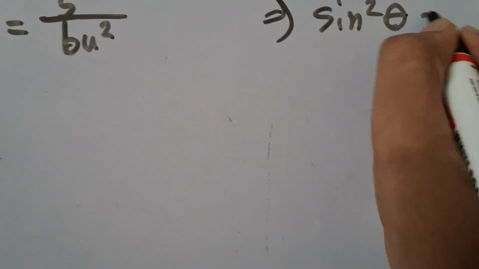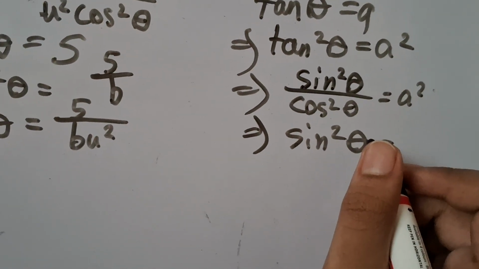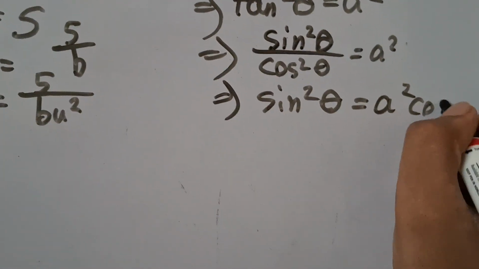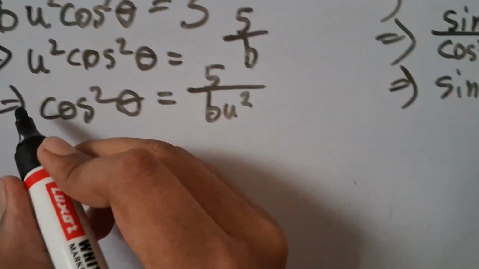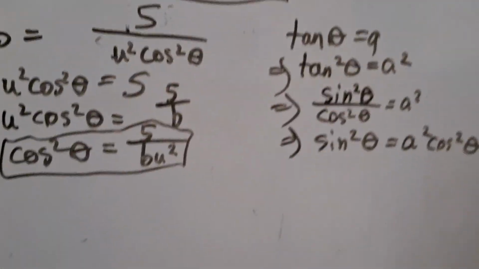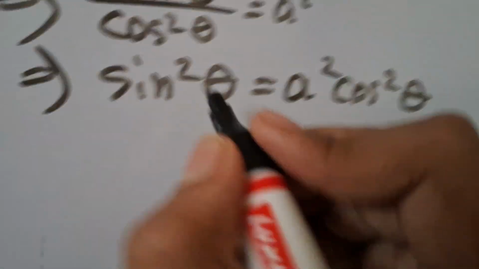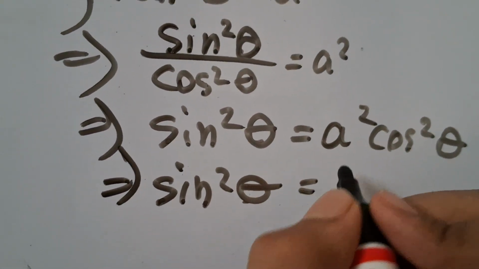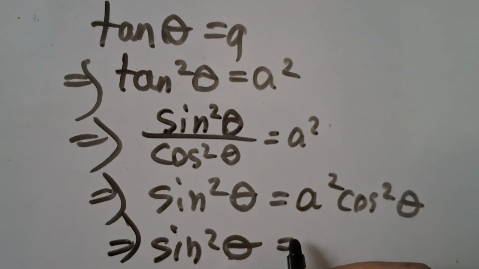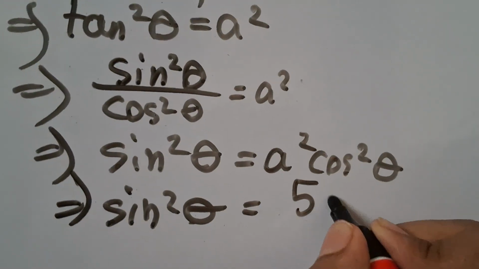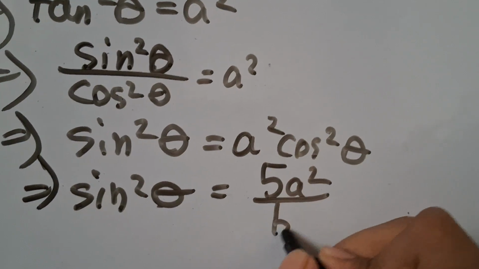Sin square theta is basically a square cos square theta. Now see the help that we got. We know what cos square theta is, so it's a blessing in disguise that we did these weird steps. Let's multiply: sin square theta is 5a square by bu square.